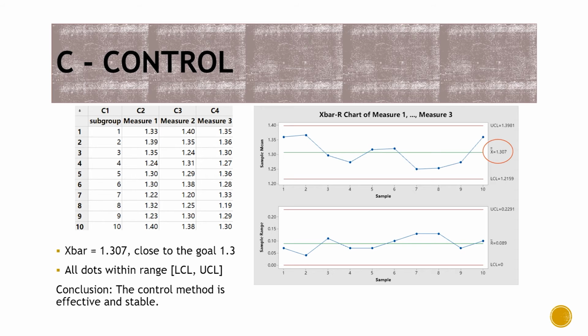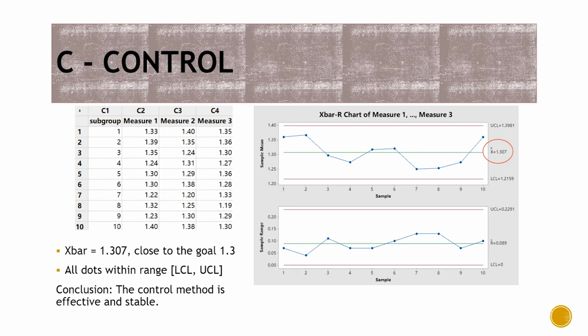In the experiment, we set 10 subgroups with 3 pouring results in each group and measured the foam height 30 times in total. As the X-bar R chart showed, the value of X-bar was 1.307, which was almost equal to our goal of 1.3 centimeters.